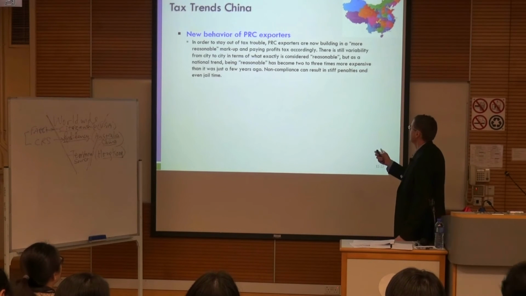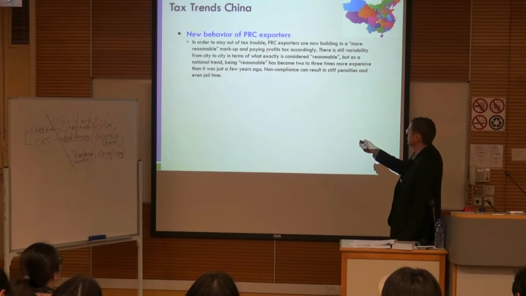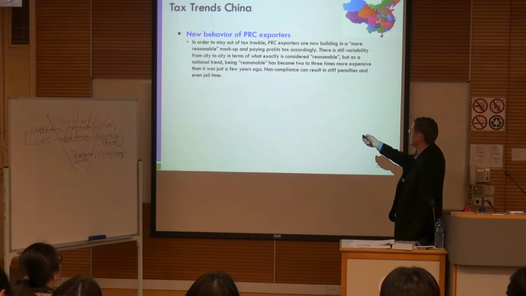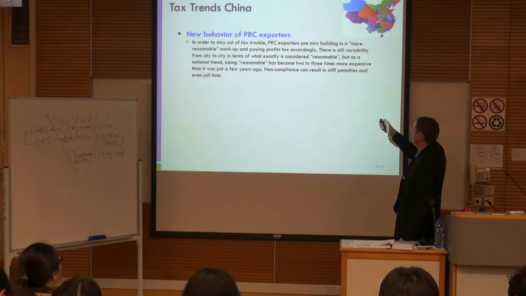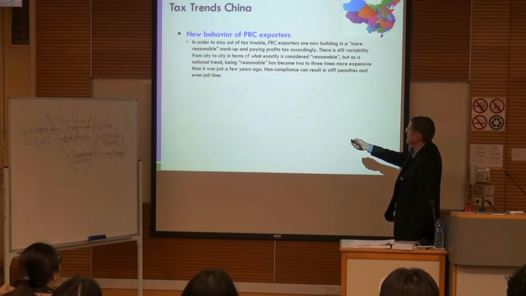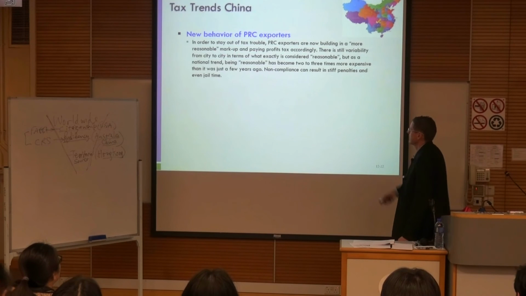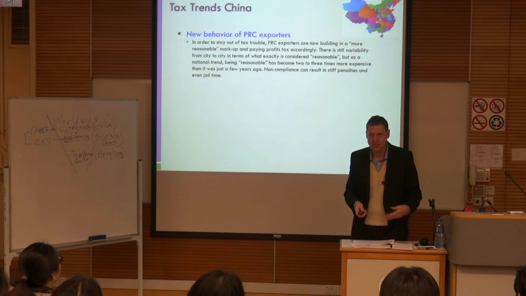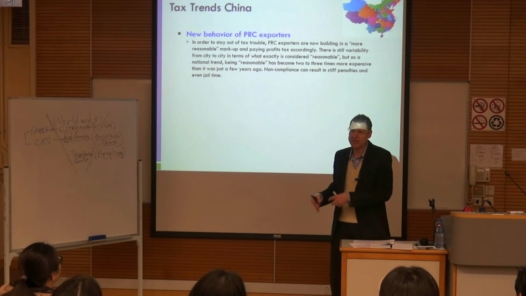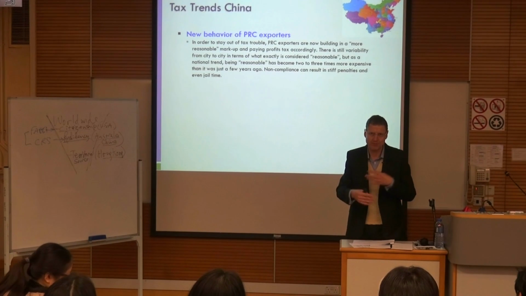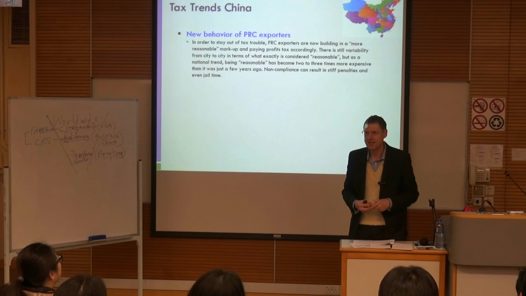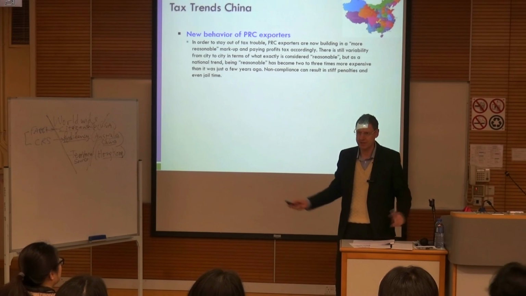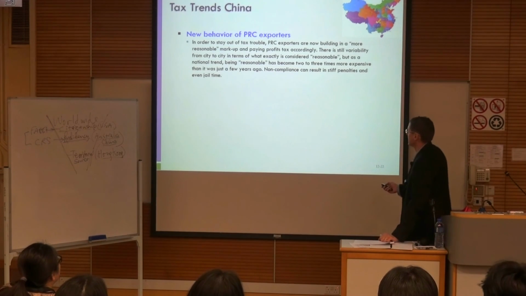And there's other behavior of PRC exporters. In order to stay out of tax trouble, PRC exporters are now building in a more reasonable markup and paying profits tax accordingly. They just don't want to get a tax audit and then be blacklisted. Maybe the audit's fine, you turn out fine, but then you're checked every year afterwards for the next 5 years. And it just slows down everything. So you just want to avoid it at all costs.